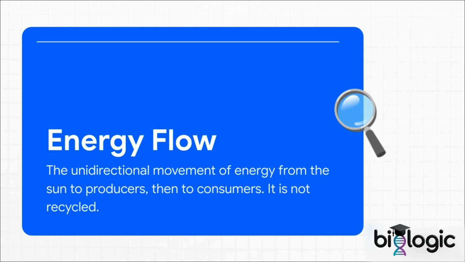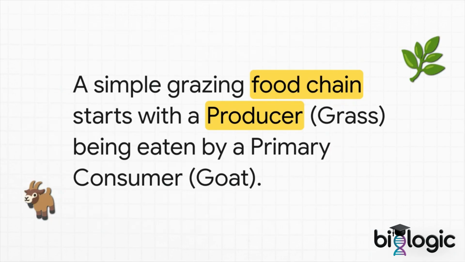It starts at the sun, goes to the producers, then the consumers, and a little bit is lost as heat at every step. It never gets recycled. Remember that. So, let's picture a super simple food chain. It all kicks off with a producer, right? Let's say grass. The grass just soaks up that sunlight through photosynthesis. That's ground zero, the very first trophic level.